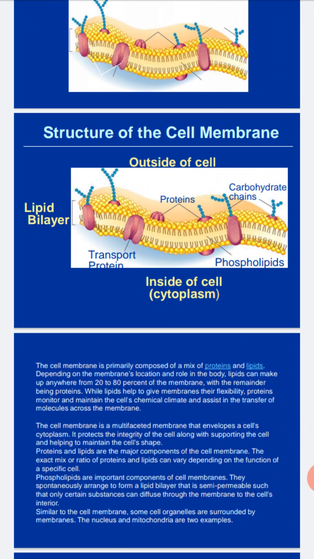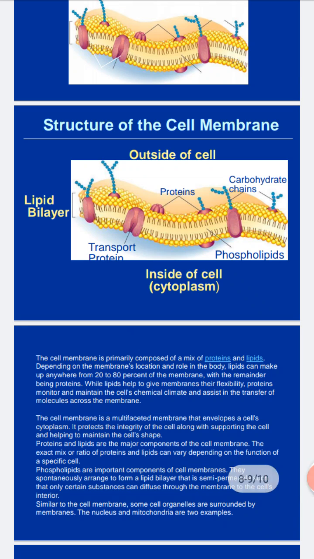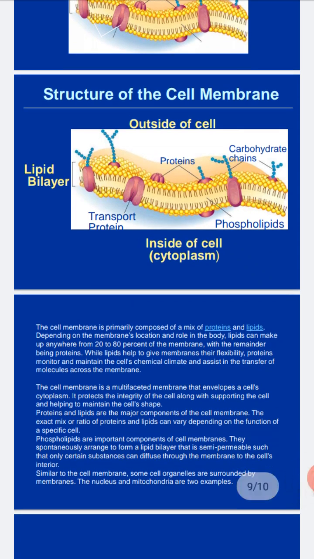The cell membrane is a multifaceted membrane, that is, it envelops the cell cytoplasm, supporting the cell and helping to maintain the cell shape. You can imagine the structure of a cell membrane like a balloon which is filled with water. The balloon is filled with water, so the balloon is given a shape, and the water is protected by the membrane until that balloon bursts. So this is how you can identify the structure of the cell membrane.